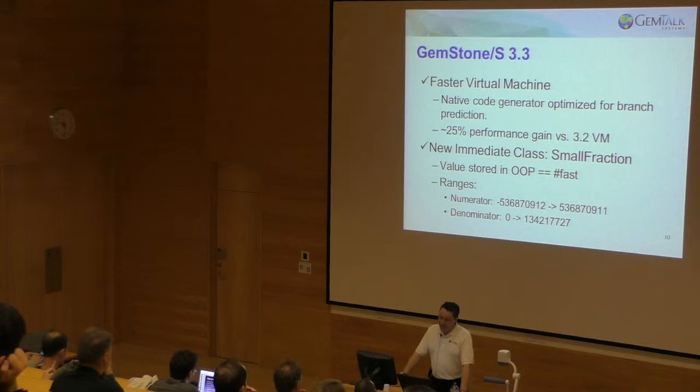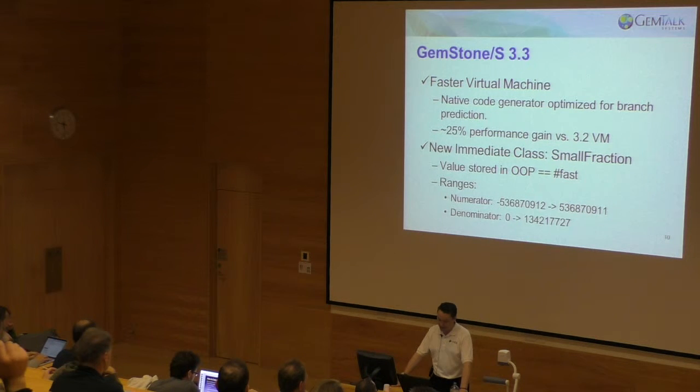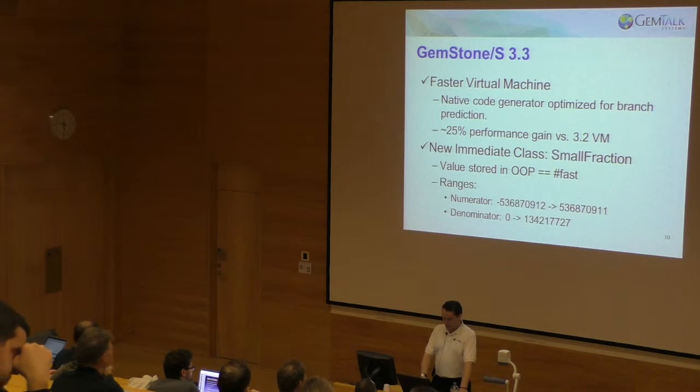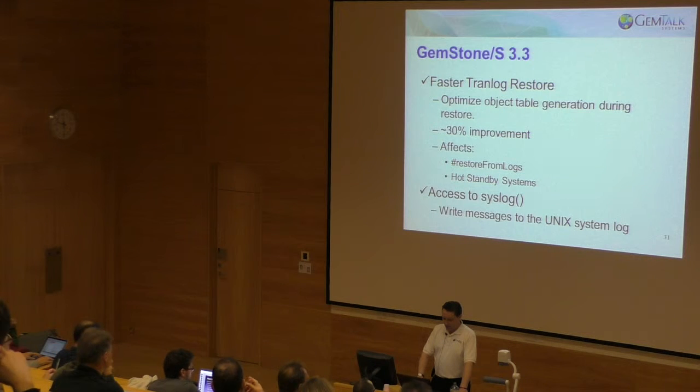Adding a new immediate class, or what we call a special, which is an object whose value is represented by its object ID: small fraction. That'll be coming in 3.3, and that's good for people doing a lot of fraction math. Turns out most fractions tend to be relatively small in terms of numerator and denominator, and we can store those values in the object. So the ranges are shown there for where objects will be small fractions instead of fractions, which actually are first-class disk objects and run slower. So we're adding a new special class.